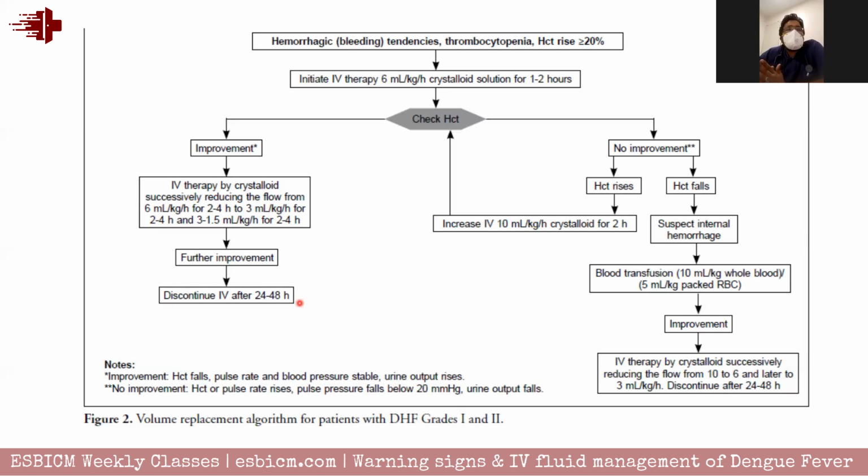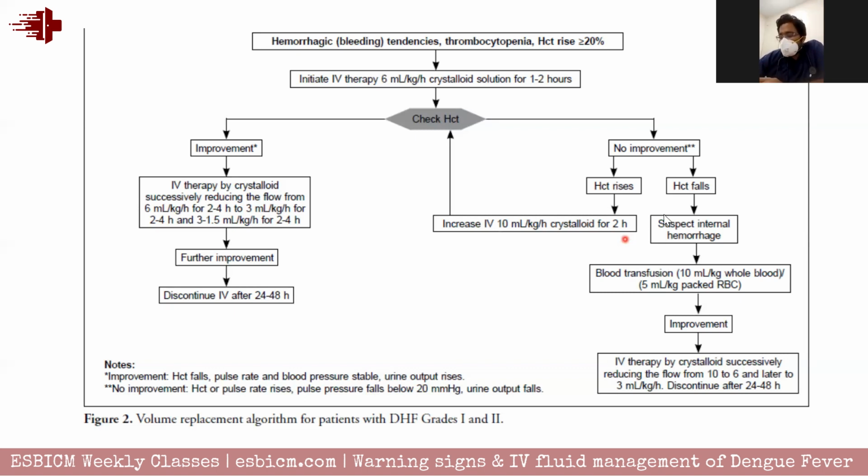If there is no improvement, like hematocrit, if it is rising, pulse rate and blood pressure are stable, and urine output is not increasing. So if hematocrit is on a rising trend, then we have to increase the IV fluid to 10 ml per kg per hour for 2 hours. Then again we'll check; every 2 to 4 hours we have to reassess the patient.